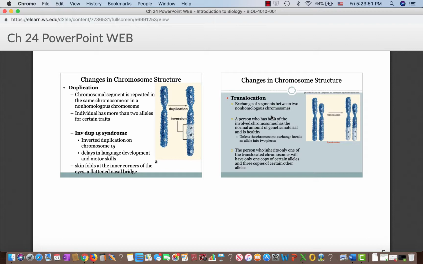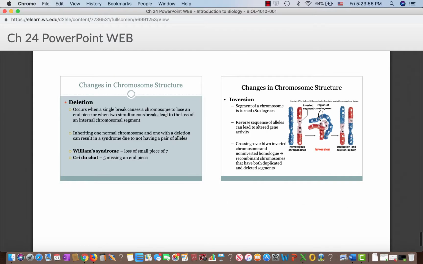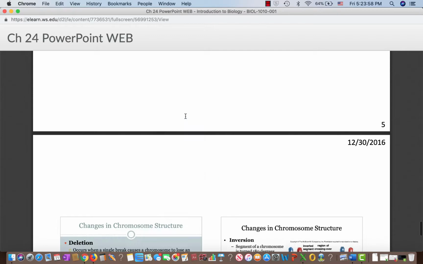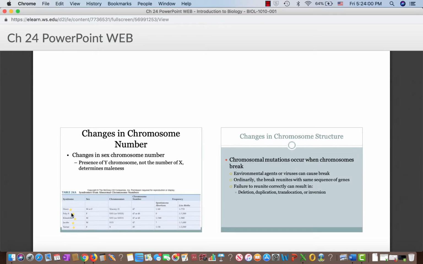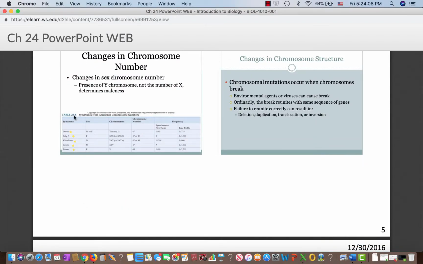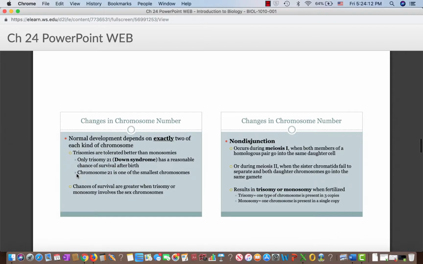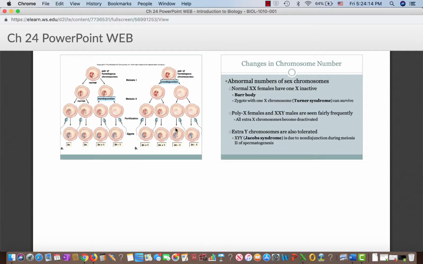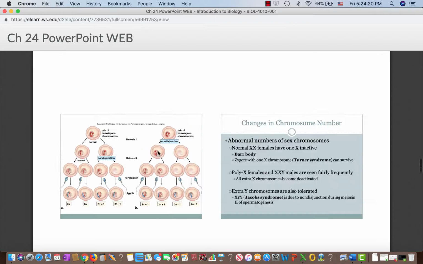But that is it for 24. So the main thing is know the types of mutations, know the disorders that can result from trisomies or monosomies, particularly with the sex-linked ones. Just be able to explain how the non-disjunction in mitosis and meiosis works. You can just look at the different steps on this picture and you're good.